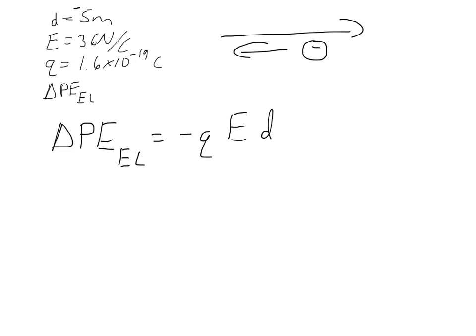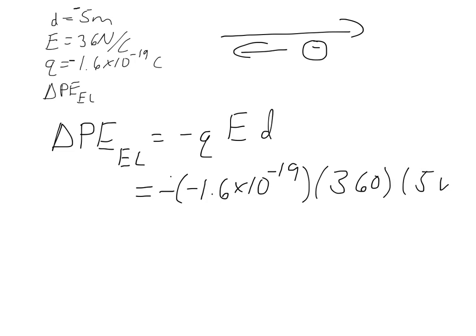One thing I forgot to do in the last slide is Q should have been negative for the electron, and the electric field term was negative as well. I canceled them out right away. It would have been clearer if I had shown you that. So we have negative times negative, and this should be negative up there. 1.6 times 10 to the negative 19th times the electric field is 360 times the distance is 5 meters. And when we do that math, we are going to get negative 2.88 times 10 to the negative 16th joules.